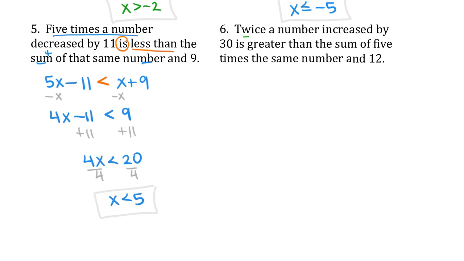Okay, let's see. Number 6, twice a number, 2x. Increased by 30 is greater than. Okay, sum, let's add. Ooh, so we're going to add 5 times x and 12. Okay, solve this one carefully because we got a lot going on. Let's see, should we minus the 5x? Let's minus the 5x. If you don't like positive or negative, you could minus the 2x. Negative 3x plus 30.